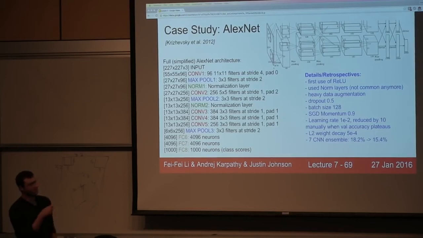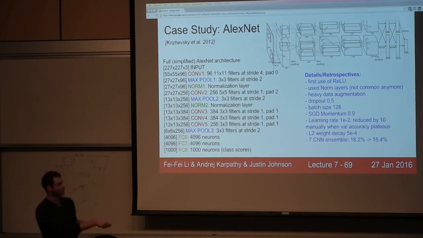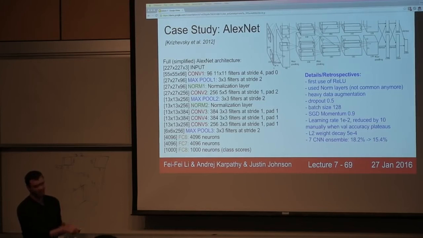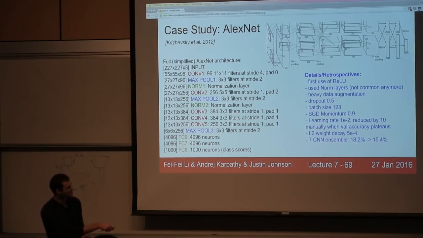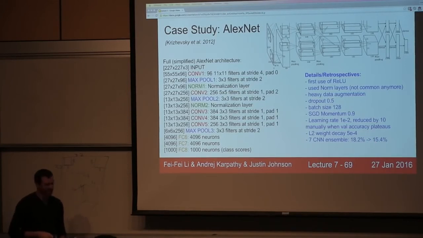And the performance on the ImageNet test set for a single convolutional network was 18.2% error. If you form a 7 convolutional network ensemble, you get 15.4% error. So if you remember from last lecture, you're supposed to get 2% extra when you do an ensemble. In this case, we're seeing a bit better than 2%. So that's the approximate rule. But yeah, that's the AlexNet.